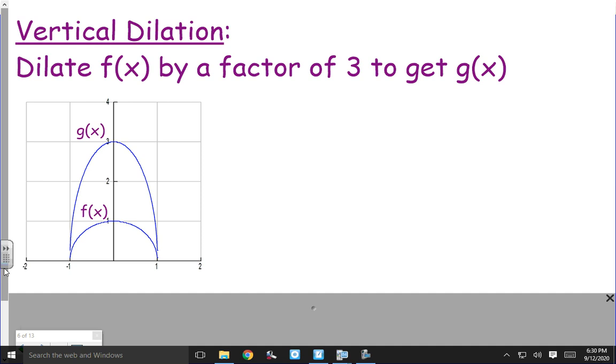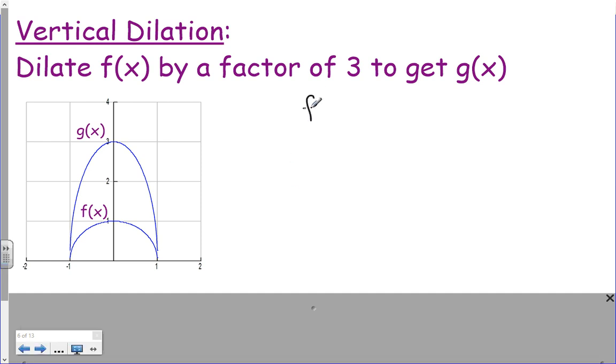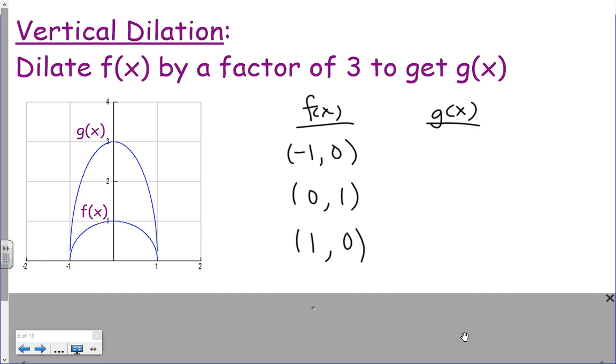Let's take a look at those same 3 points on the original function, the pre-image, and compare those to the corresponding points on the transformation, function g of x. So our starting points were at (-1, 0), (0, 1), and then (1, 0). Those are the 3 points that we started with. And let's look at where those points end up on the graph of function g of x. The point that was at (-1, 0) stayed at (-1, 0).